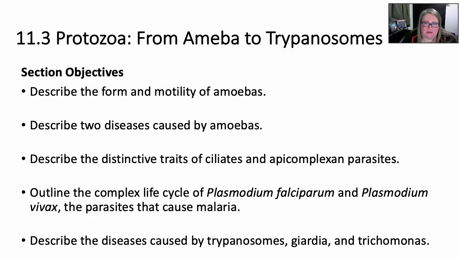Let's talk about section objectives real quick. In 11.3, you need to come out of it being able to describe the form and motility of amoebas. You need to be able to discuss the two diseases that we're going to talk about that are caused by amoebas. You need to be able to describe the distinctive traits of apicomplexan parasites. We need to be able to talk about Plasmodium falciparum and Plasmodium vivax, which are both eukaryotic parasites that cause malaria. We're going to talk about their life cycle. And then finally, you need to be able to talk about trypanosomes and metamonads like giardia.